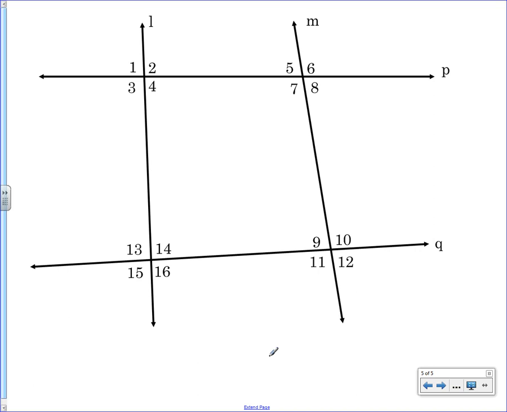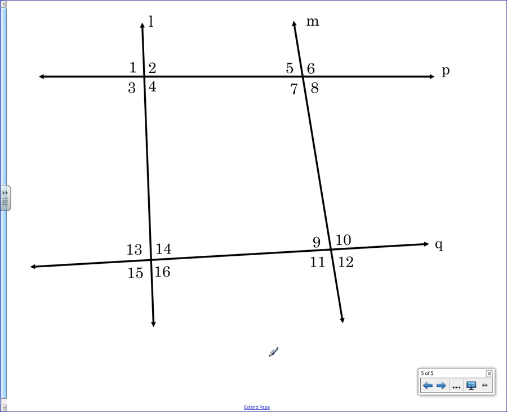Let's do 7 and 9. 7 and 9. Consecutive interior. Consecutive interior, same side interior. It's the same thing. Okay, consecutive interior. Let's do 1 and 13. 1 and 13. Corresponding. How about 3 and 7? 3 and 7. Corresponding.